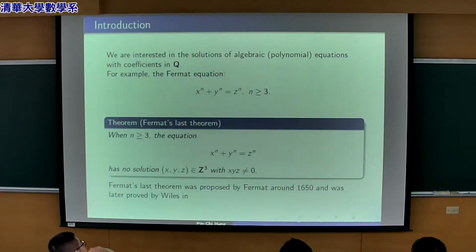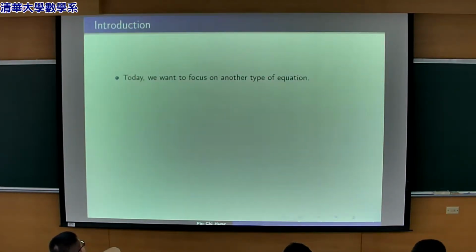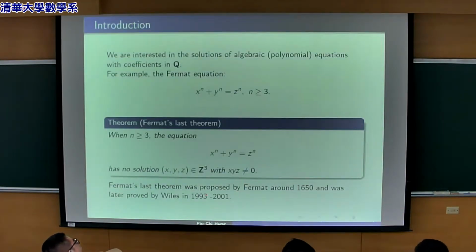This very famous last theorem was first proposed by Fermat around 1650, and the question was written in his notebook. Everybody may know this story: he said the space of the notebook was not enough to write down the proof. It is correct, but we never saw his proof. Later on, Andrew Wiles proved the so-called Fermat's last theorem between 1993 and 2001. The first preprint was in 1993, but there were some problems in that preprint, so finally his paper with his student was completed in 2001. So this is a famous question.